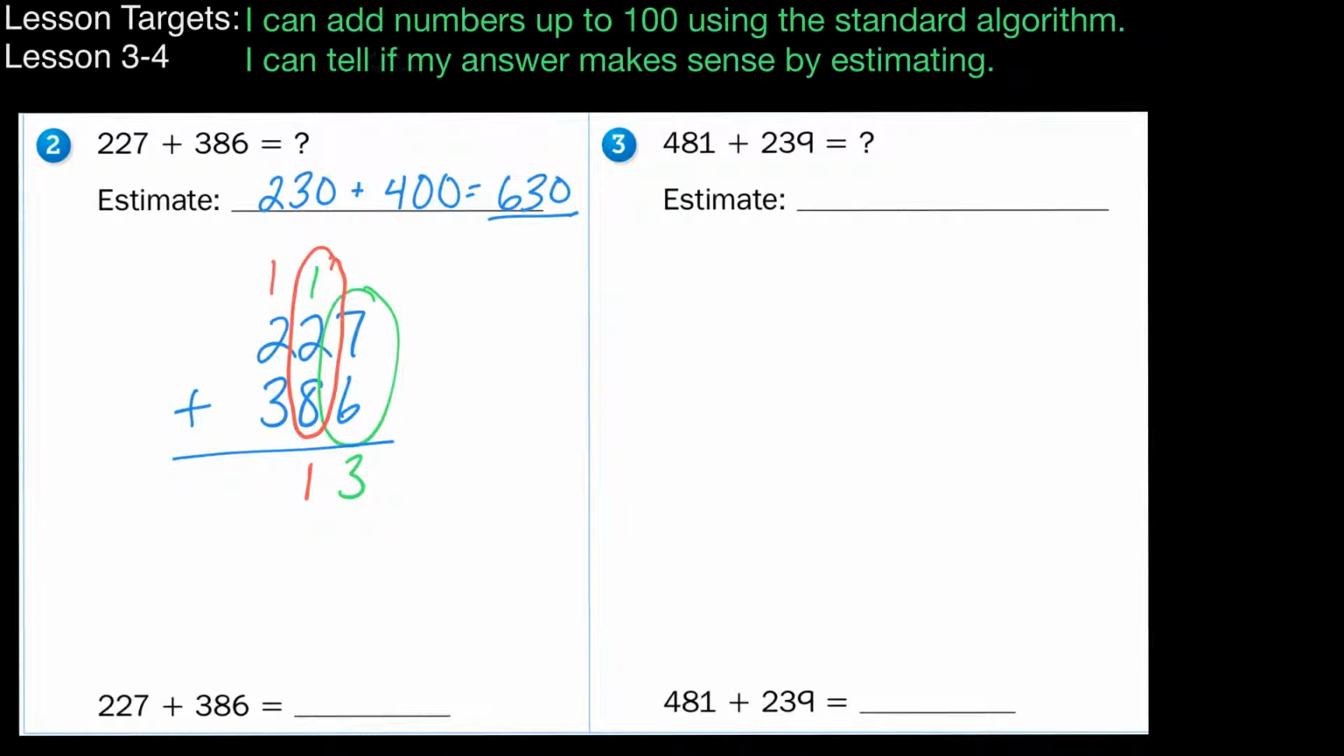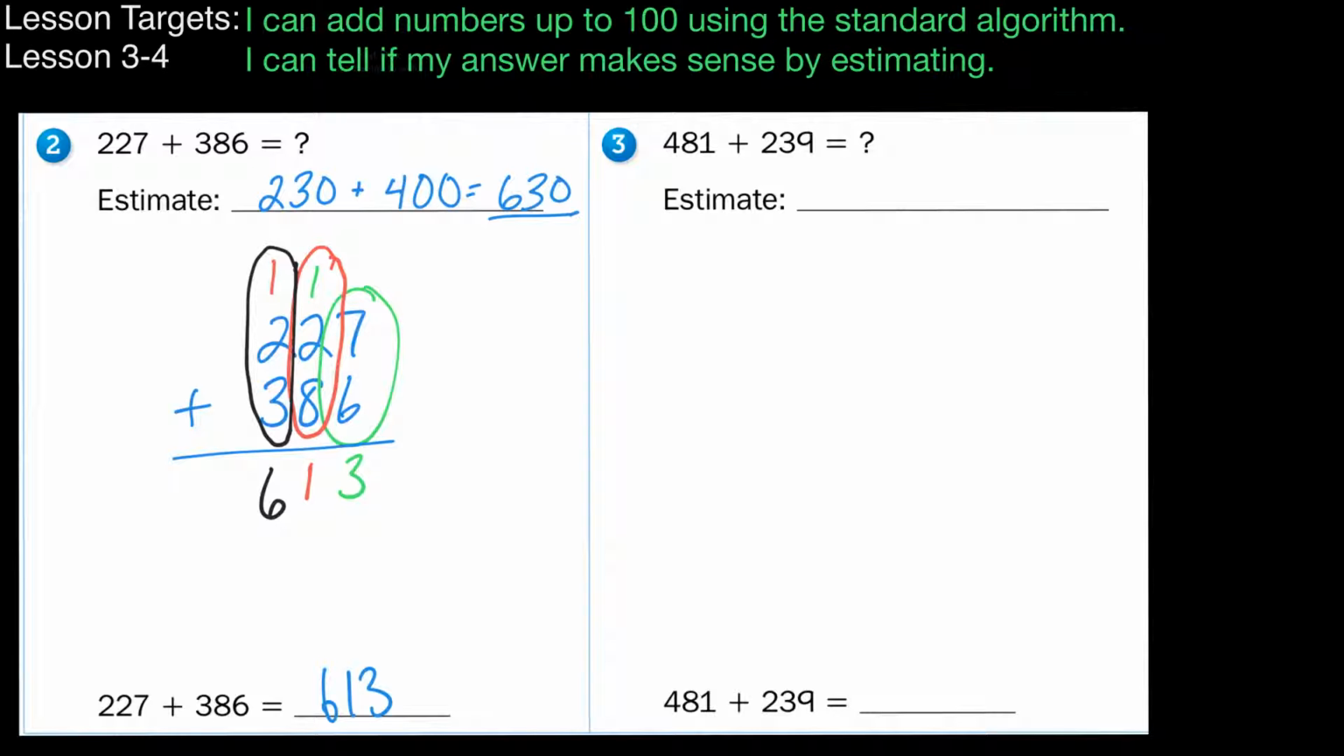Now I'm going to move on, and I'm going to solve and add all of the hundreds. So now I've got 1 plus 2 is 3. 3 plus 3 is 6. So my final answer is 613. I'm going to go back up, and I'm going to check. It is 613, close to 630. It is, so my answer is reasonable. If it wasn't, then I should go back and look because I might have done something wrong.